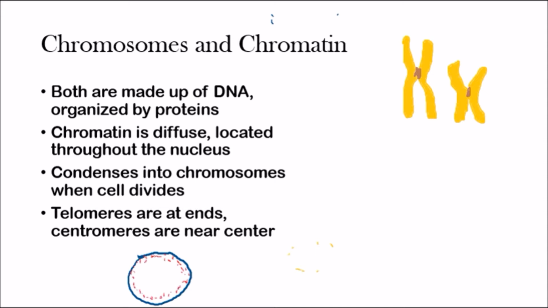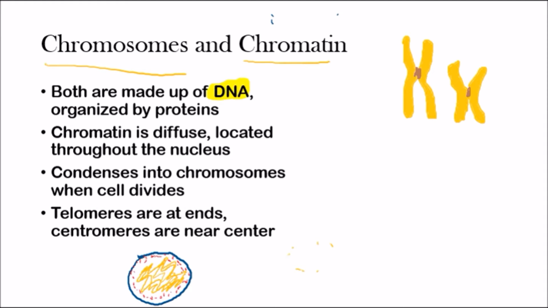And now if we dig a little bit deeper, we will find the genetic material, the chromosomes and the chromatin. Okay, so I'm just going to draw in chromatin first. So chromatin is basically just like this diffuse genetic material. Okay, so chromosomes and chromatin are made up of DNA.